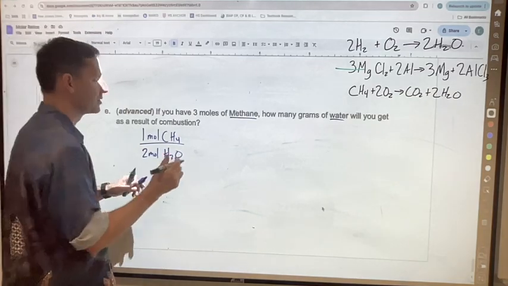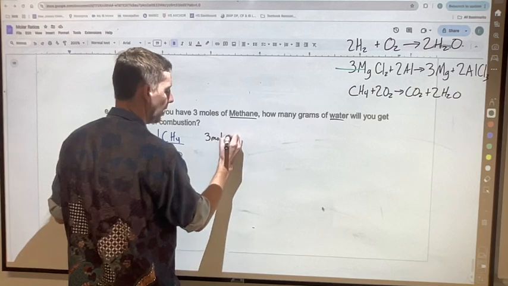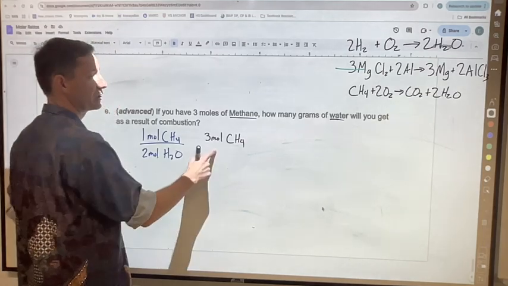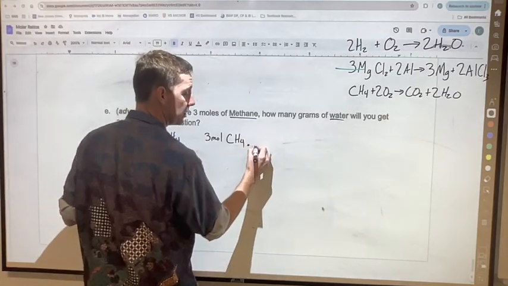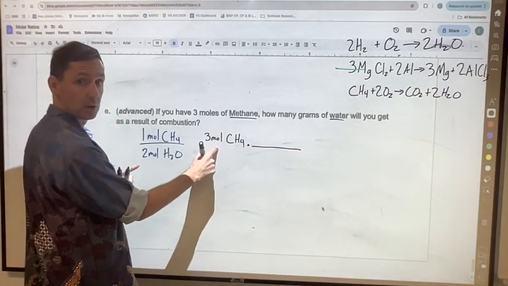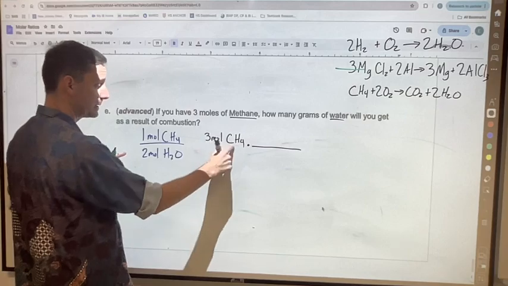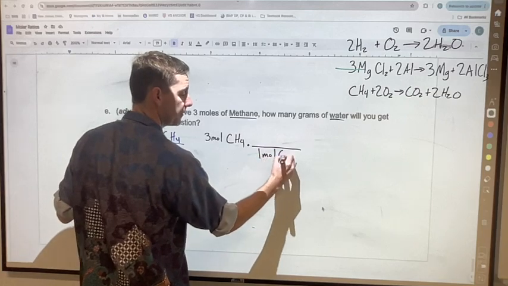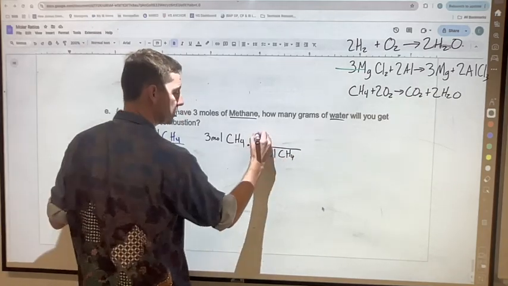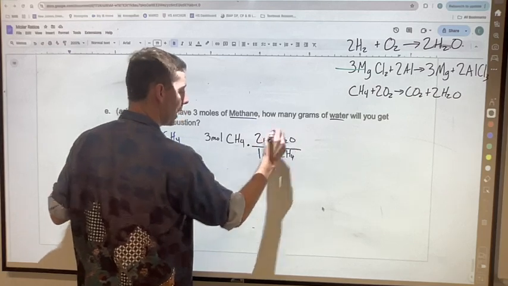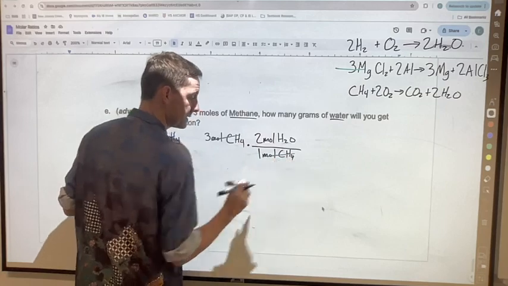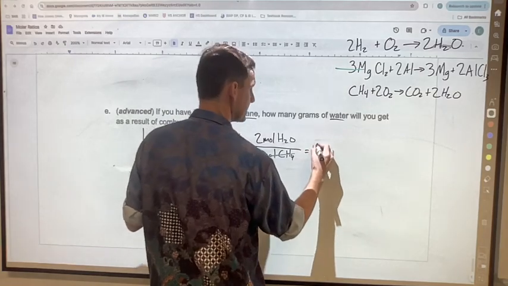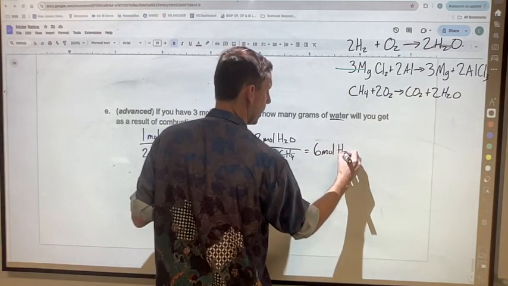Now, I am starting with 3 moles of methane. Okay, starting with that 3 moles of methane, I want to turn that into water. So the first thing I'm going to do is use my molar ratio, because I do have moles. So I can use a molar ratio here. I do want the CH4 on the bottom so that it cancels out. And so I'm going to put my 1 mole of CH4 on the bottom, and I'm going to put my 2 moles of H2O up on the top. I do see that my moles of CH4 cancel out, giving me 3 times 2. And so that's going to give me 6 moles of H2O.